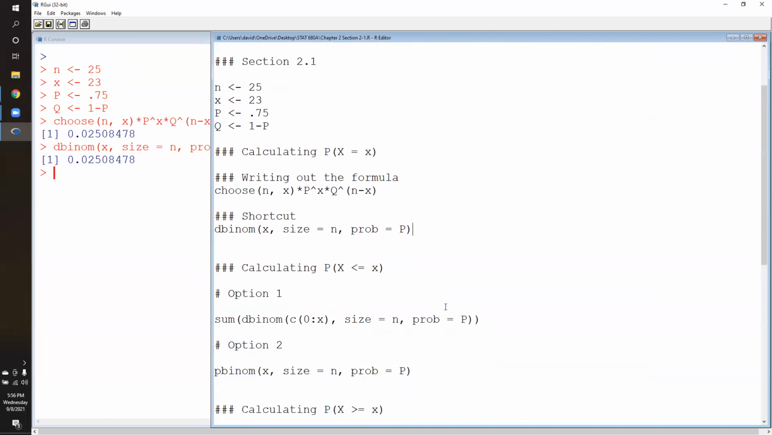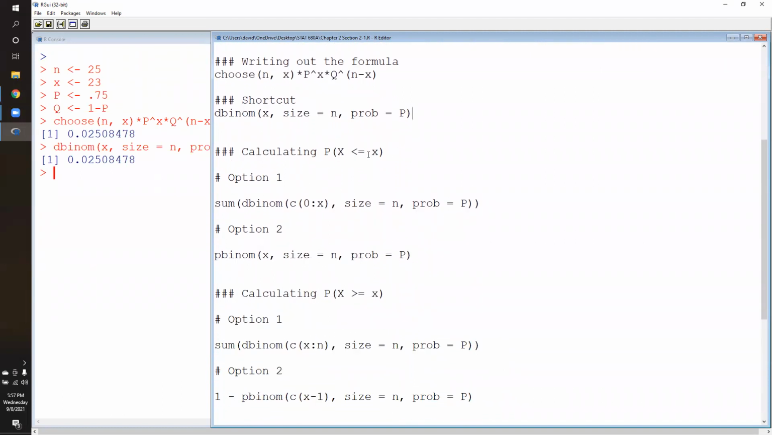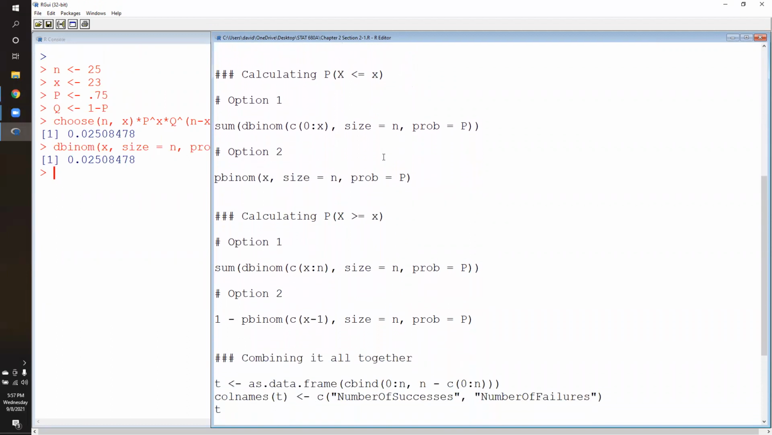Now, we might like to calculate the probability that X is less than or equal to 23. So in our case, we could use, like always, a few different options, which would be that we could calculate dbinom from 0 all the way up to 23, where we have 25 trials and the probability of success being 0.75. And we can sum that up on the outside. And if we do that, we'll get 0.9930.